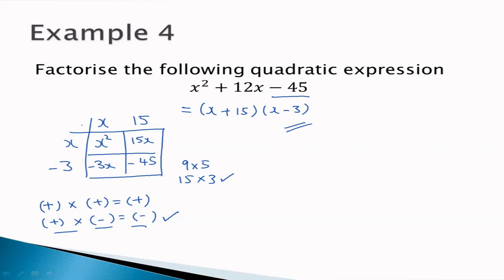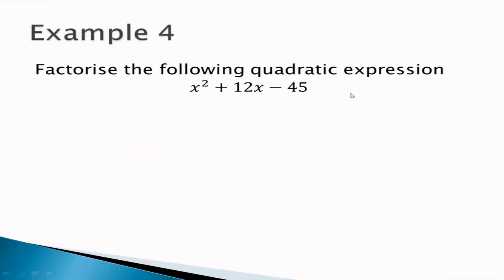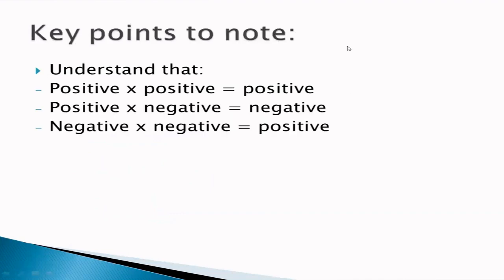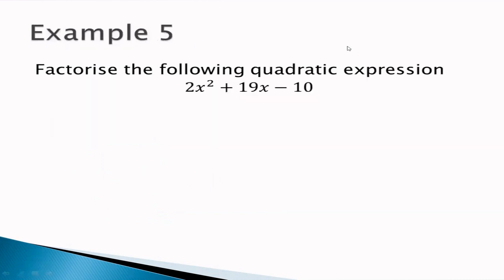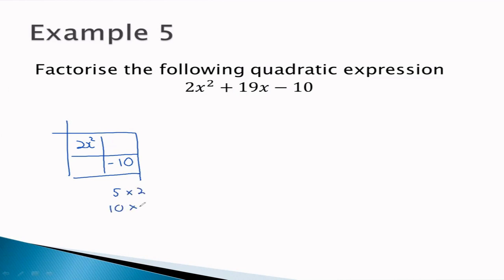So let's move to the final question. Factorize the quadratic expression 2x squared plus 19x minus 10. So I write 2x squared here and write a negative 10. Again, it's a negative, so it has to be a positive times a negative. So of course, we have 5 times 2 and 10 times 1.